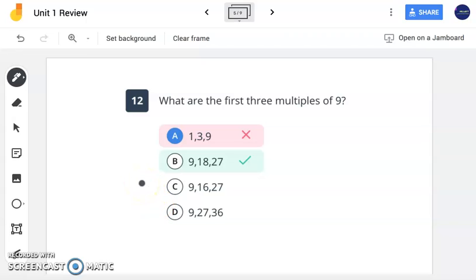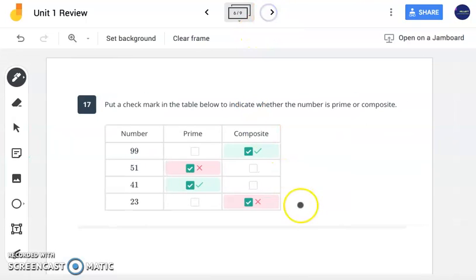Now we have, what are the first 3 multiples of 9? So again, very similar to what we did in those 2 previous problems with 14 and 7. Our multiples, we have 9, 18, 27, 36. Notice it's consistently increasing by 9, which is why in fact B is the correct answer. So again, make sure you're always reading the directions really clearly.